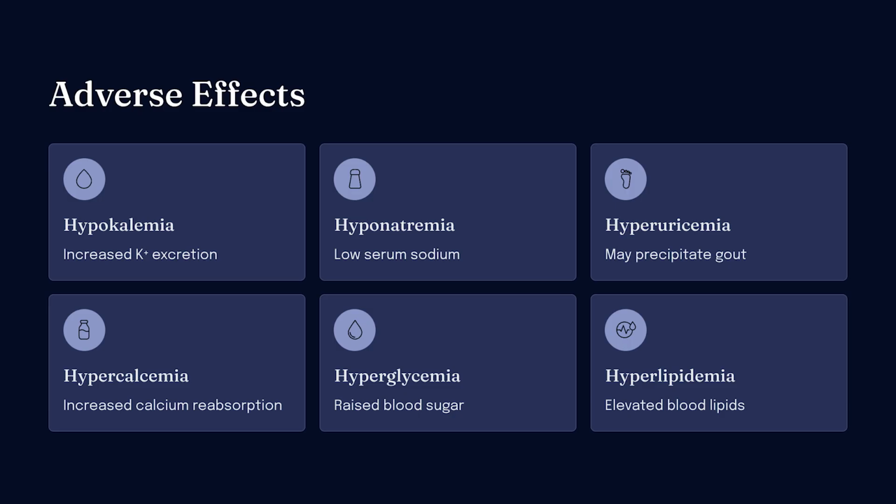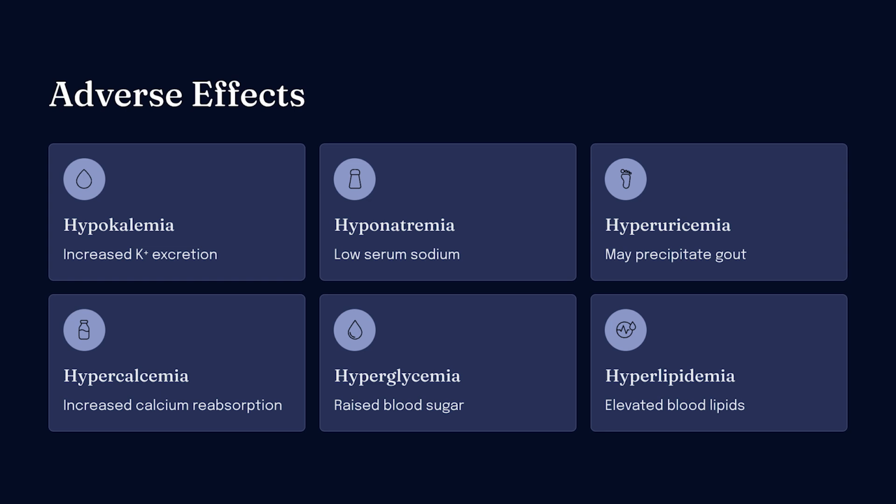Adverse effects. The first is hypokalemia, caused by increased potassium excretion in the urine. Clinically, this may lead to muscle weakness, cramps, or even cardiac arrhythmias. Another common electrolyte disturbance is hyponatremia, resulting in low serum sodium, particularly in elderly patients or those receiving higher doses. Thiazides can also cause hyperuricemia by reducing uric acid excretion. As a result, they may precipitate gout, making them unsuitable for patients with recurrent gout attacks.